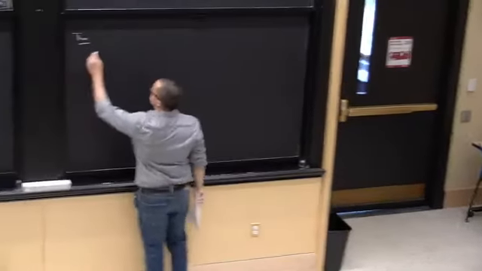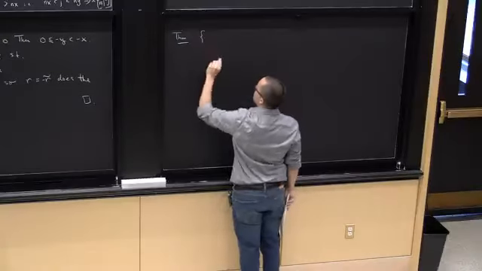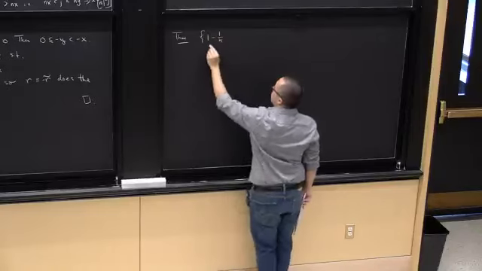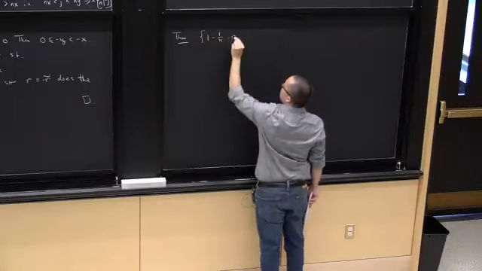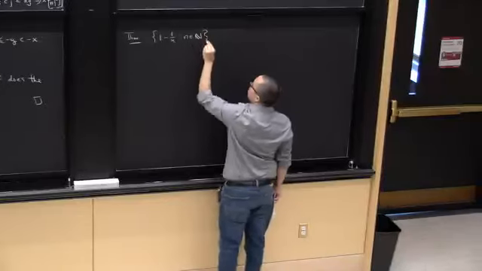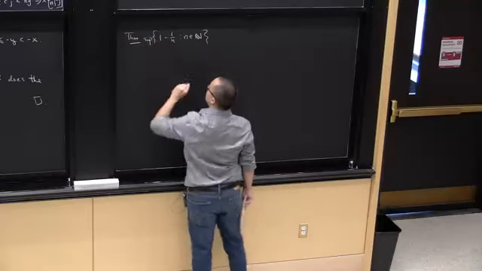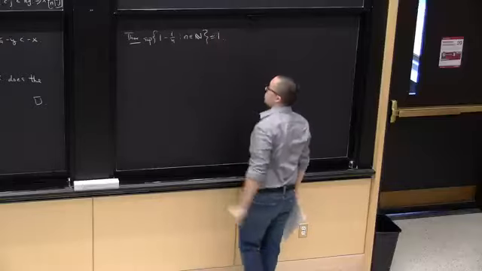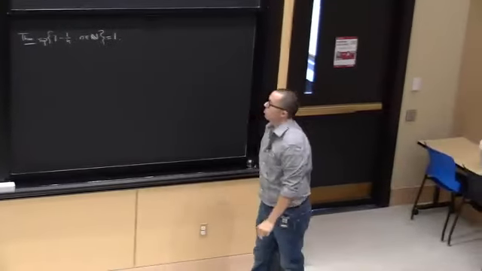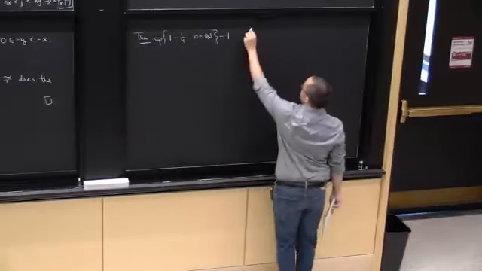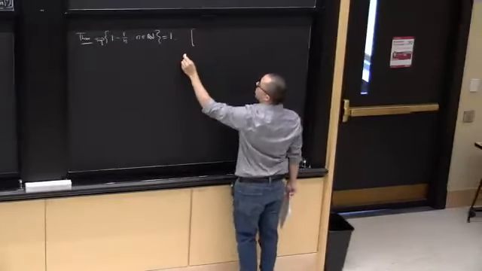So, okay, I guess you could call this a theorem. It's not a very spectacular theorem, but if I look at the set 1 minus 1 over n, n a natural number, and I take its sup, this is equal to 1. Okay? So this shouldn't surprise you too much, because what is this set?